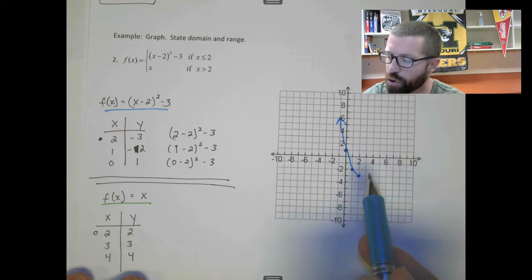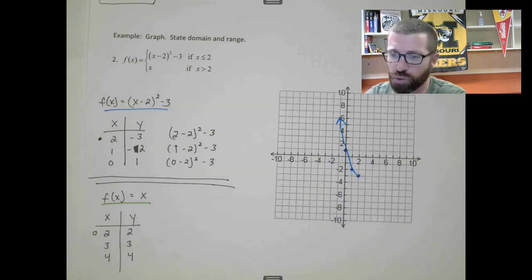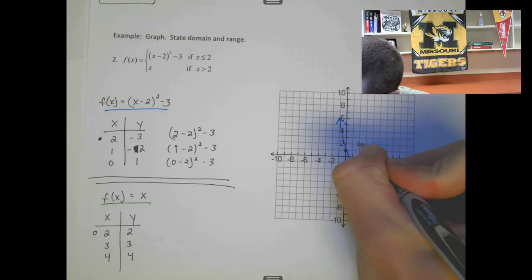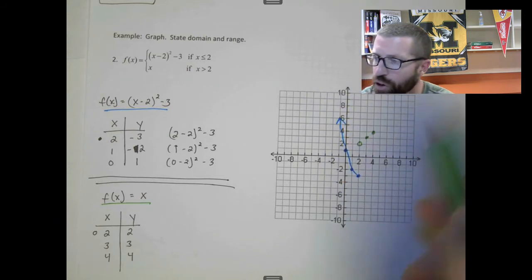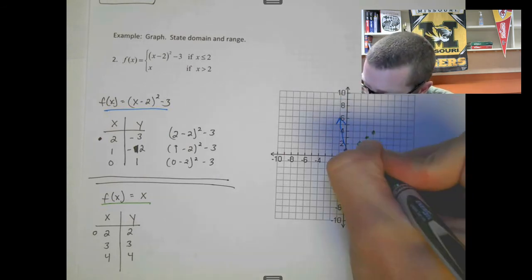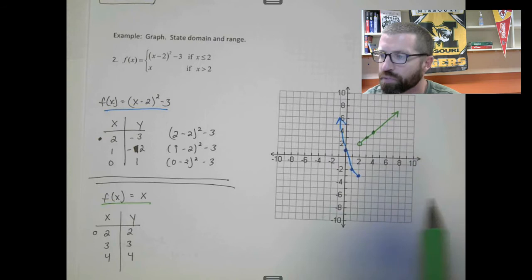And notice that I'm not going past 2, because at 2 it changes. At 2, I'm at 2, 2 with an open circle. And then 3 and 4. And so this one is a line. And notice these points are closed. It's only the end point that's open. So the end point's open, but the rest of them are included. And then you can draw your line.